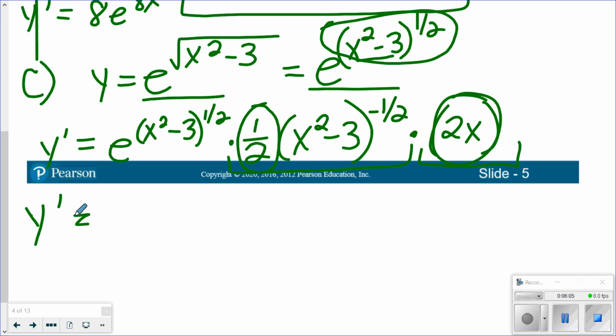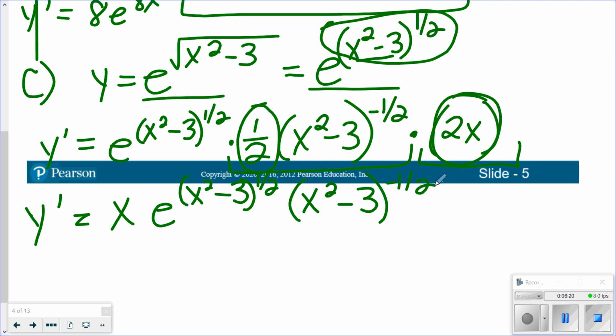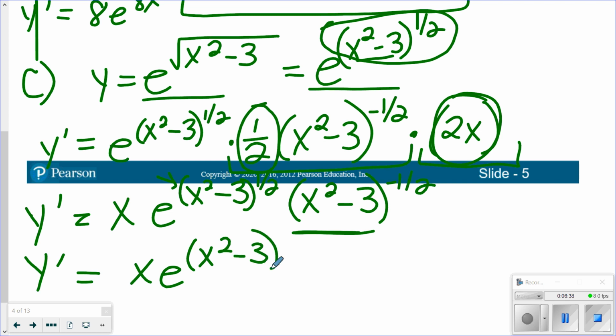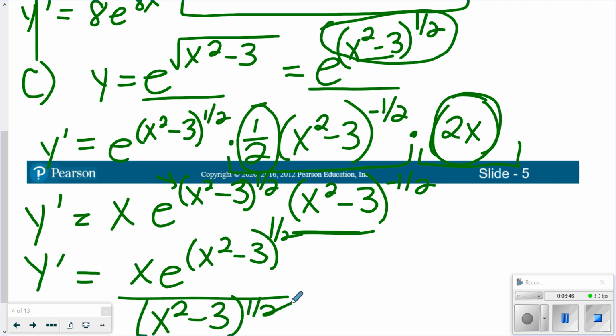So we're going to have y prime equals x, and then we have e to the (x squared minus 3) to the 1/2 times (x squared minus 3) to the negative 1/2. Now remember, this first one is an exponent. This second one is not. Okay, so that should be your final answer. You could also write it like this, over, and move that to the bottom.